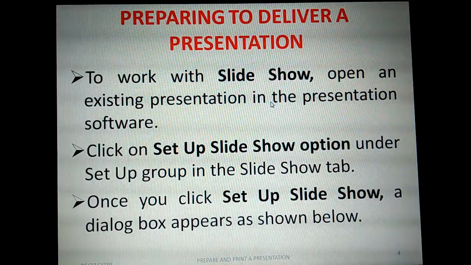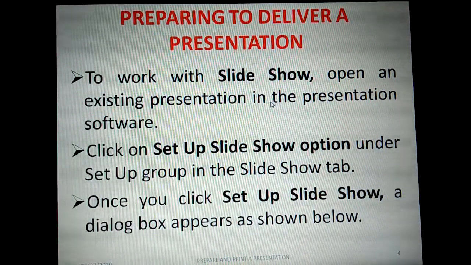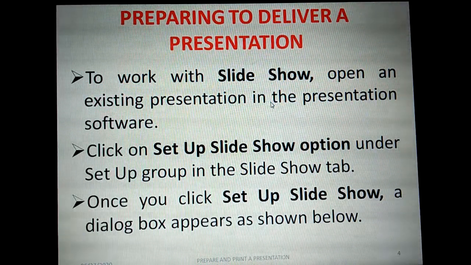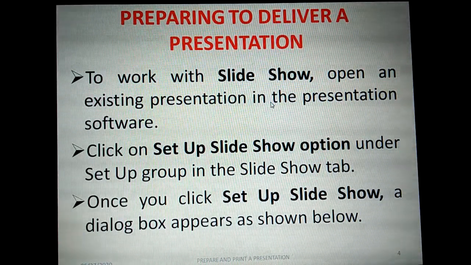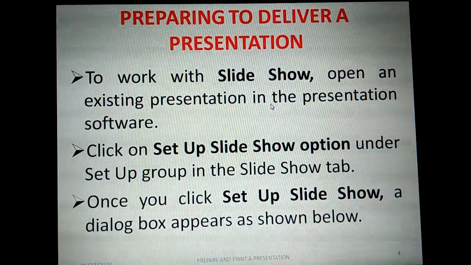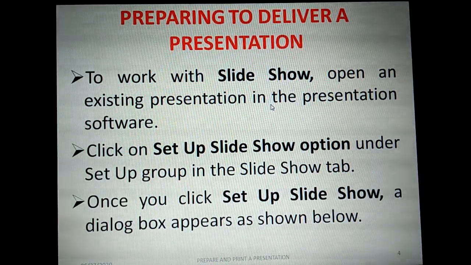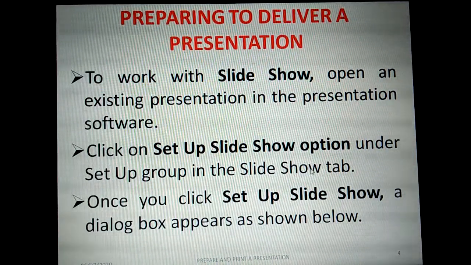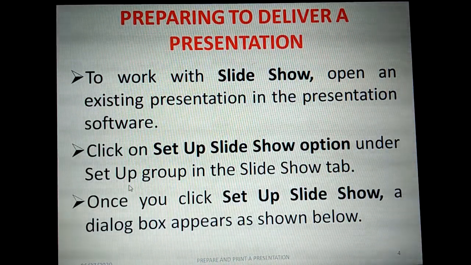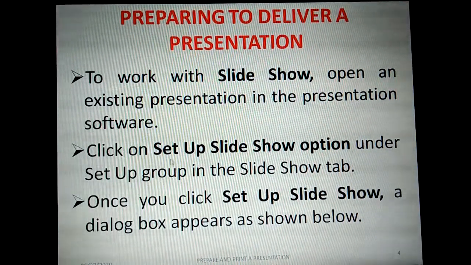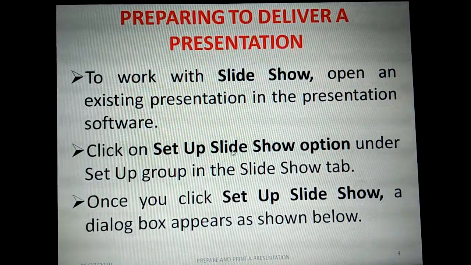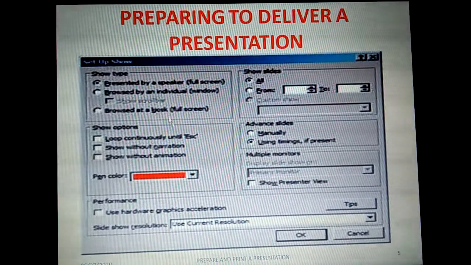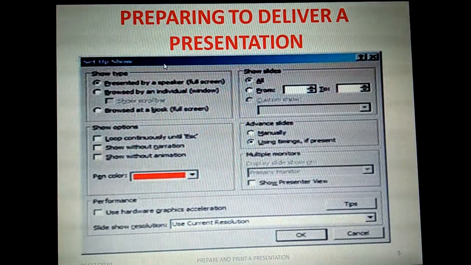with the help of the slideshow tab. To work with the slideshow, open an existing presentation in the presentation software. If you want to work with the slideshow option, we need to open the existing presentation with the help of the presentation software, and then click on the slideshow tab. Under the slideshow tab we need to go to the setup group. Under the setup group we choose the setup slideshow option. If you click this option, we will get the dialog box like this. The Set Up Show dialog box we will get.